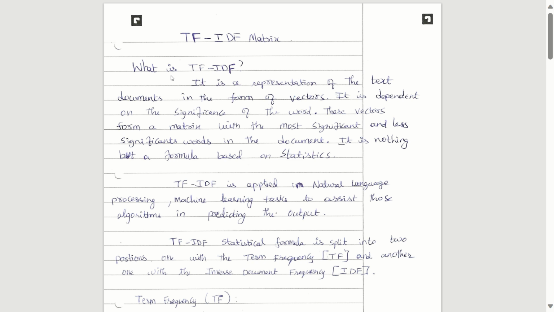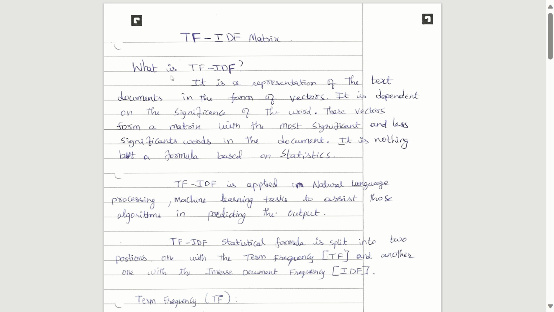TF-IDF is a matrix form and it represents text documents in the form of vectors. Unlike count vectorizer, where it shows the number of occurrences of the word, here it signifies the importance of the word. So the significance of each word is shown in the form of a matrix.